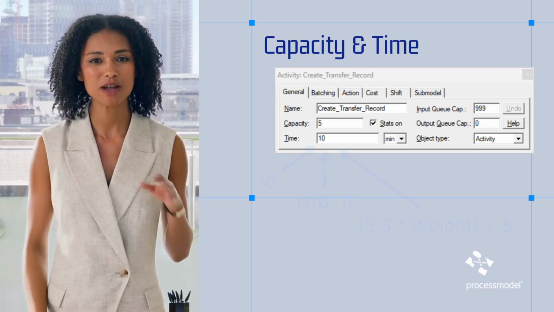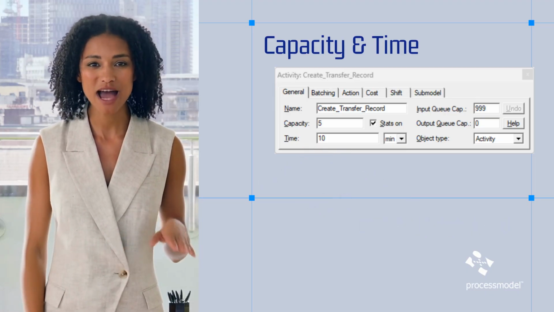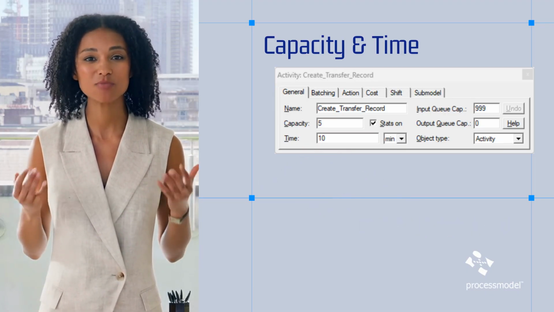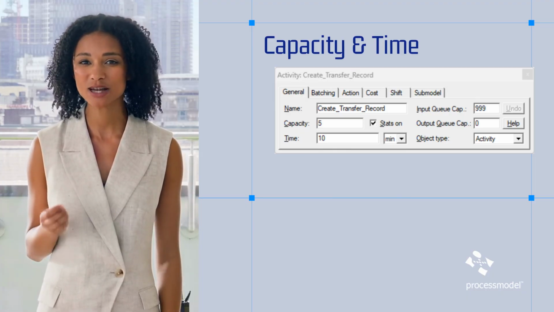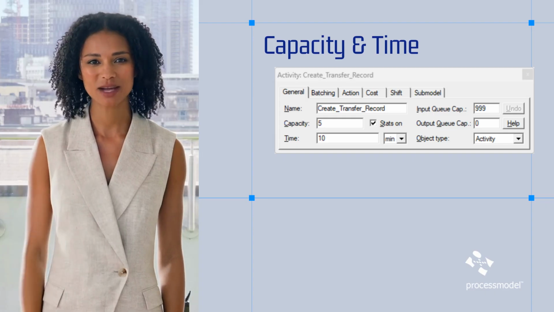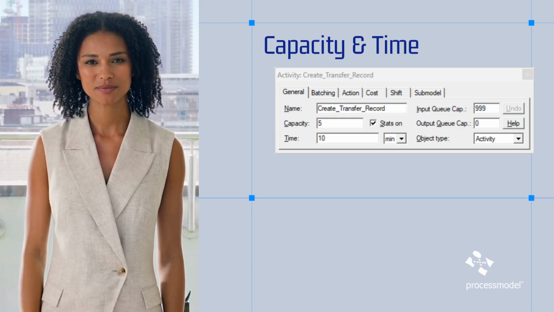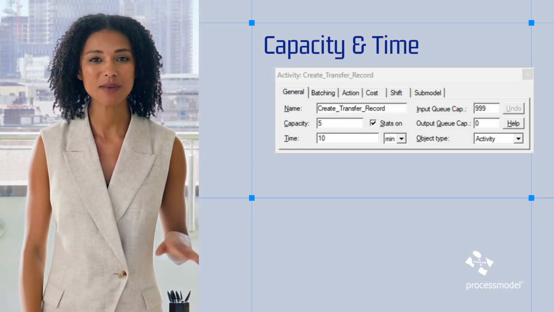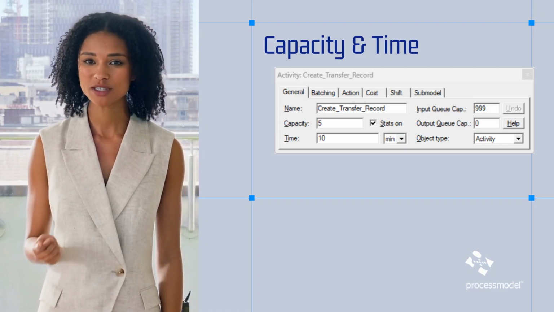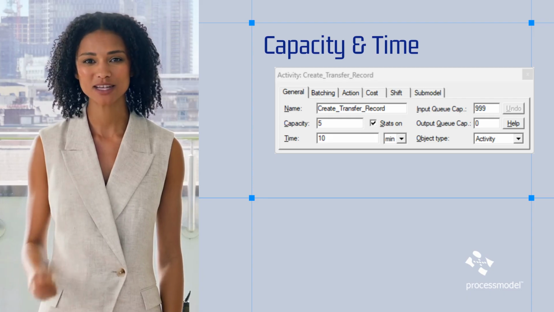For example, if the capacity is set to 5 and the time is set to 10, it's as if 5 workstations could each process a single entity independently, taking 10 minutes. Each capacity unit can start independently of the others. If a resource is assigned, it's captured before time begins.